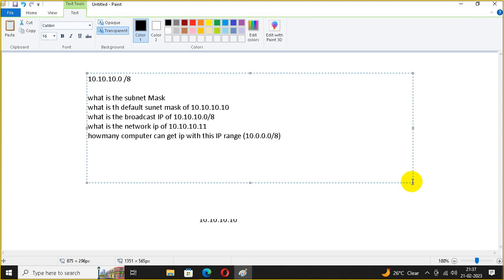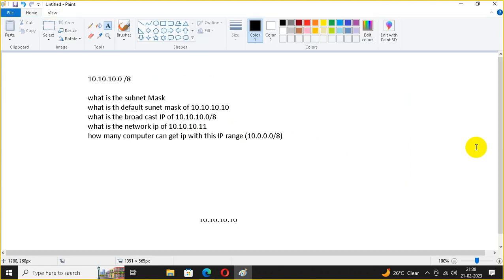We all learned IP addresses in our college days: what is an IP address, what is a subnet mask, right? But trust me, this is very important. It is just a revision. So can you tell me the first question? What is the subnet mask of this? Okay, one more question there.